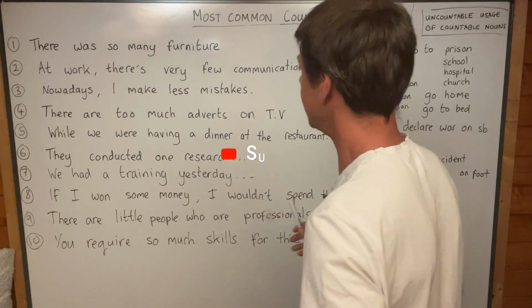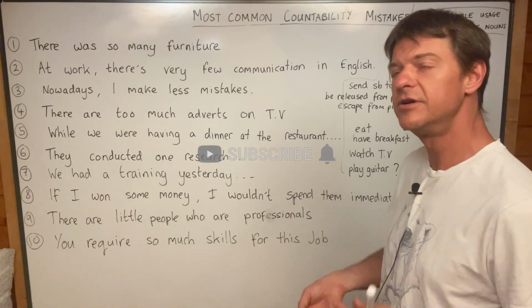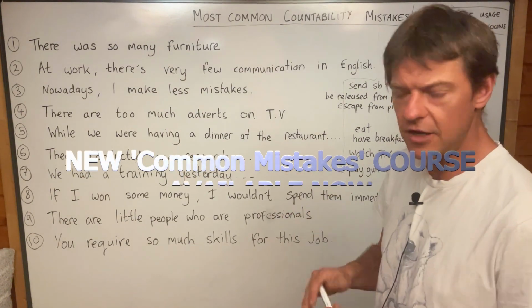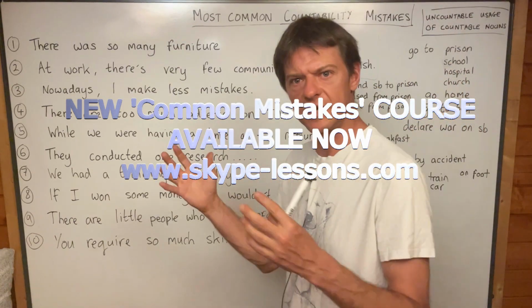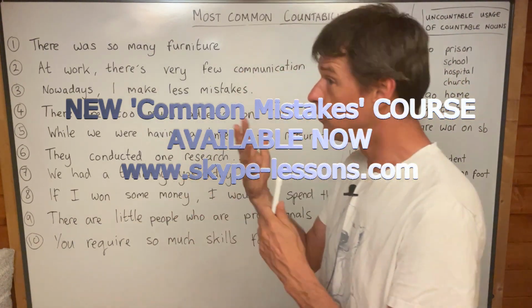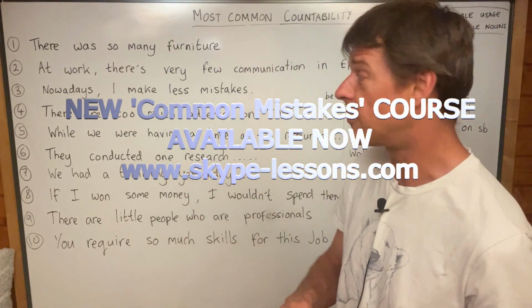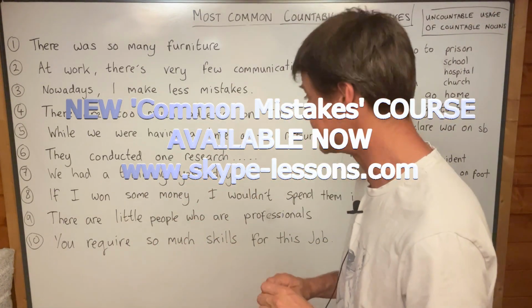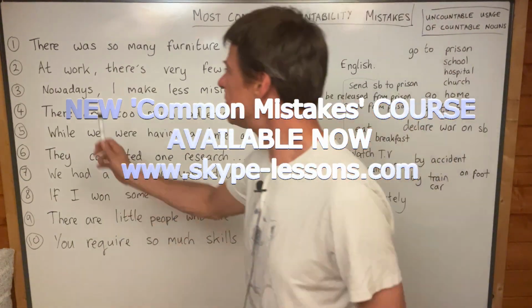Okay, today we're looking at some more countability mistakes, and of course that includes a, an, the, and no article. I want to remind you that countability is certainly connected to those four words, or one of them's not a word, is it? But a, an, the, and zero article depend on countability a lot of the time. And we'll see that when we look at these.